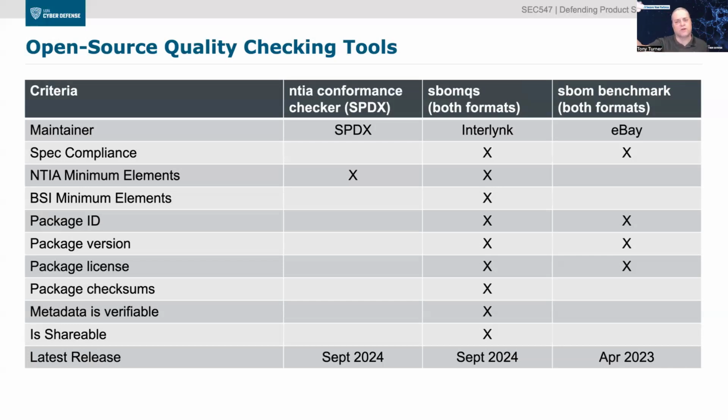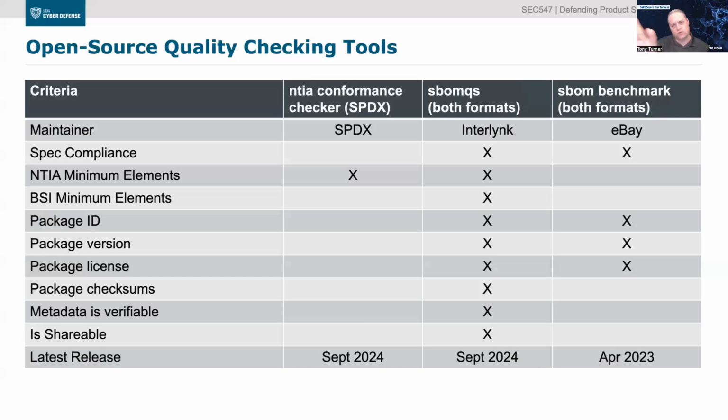But you can see, most of the criteria that we're looking at, at least on this slide, SBOM QS, in my opinion, is one of the more comprehensive tools here. Now, we can argue how effective these checks are, and does this have all the checks that we need? But SBOM QS is an excellent tool. It's also actively maintained. And then we have SBOM Benchmark, which also supports both formats, by the folks at eBay. It also does specification compliance and looks for the base package information as well. It's not as fixated on things like NTIA minimum elements and so on and so forth.